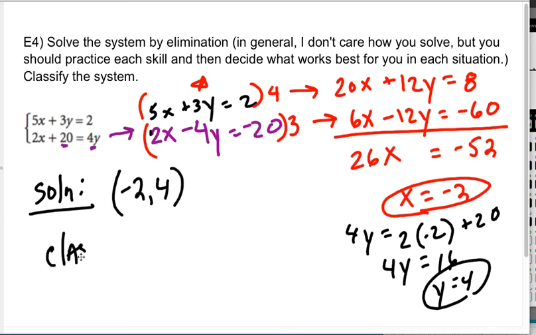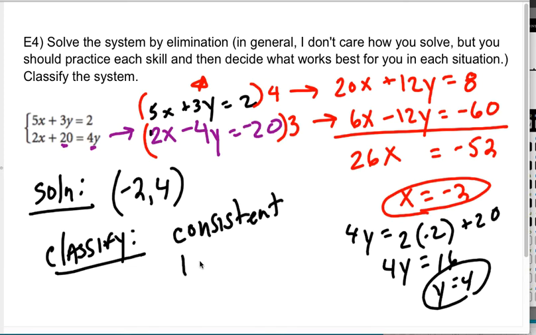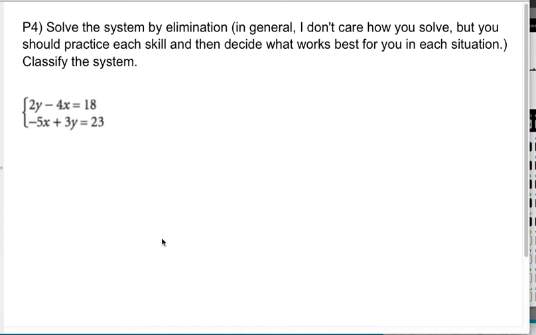And when I classify this, it had a solution. They were two different lines. That is consistent, independent, because they were different lines, right? Independent. That's not how you spell that. Come on, brain. Okay, consistent, independent. Cool. Moving on. Give P4 a try.